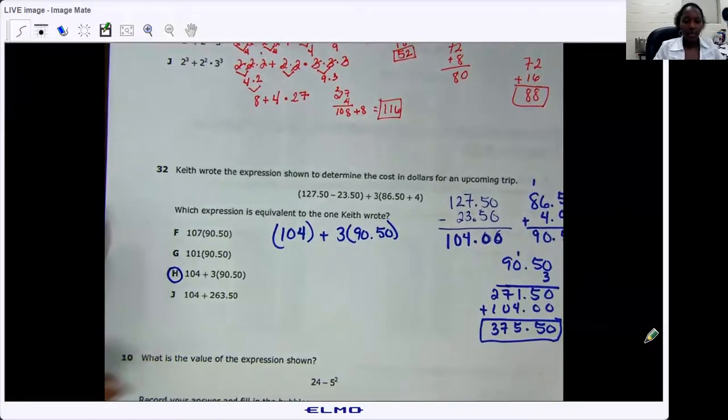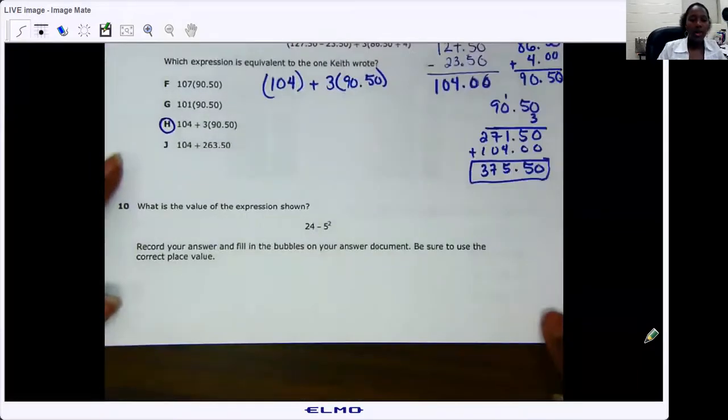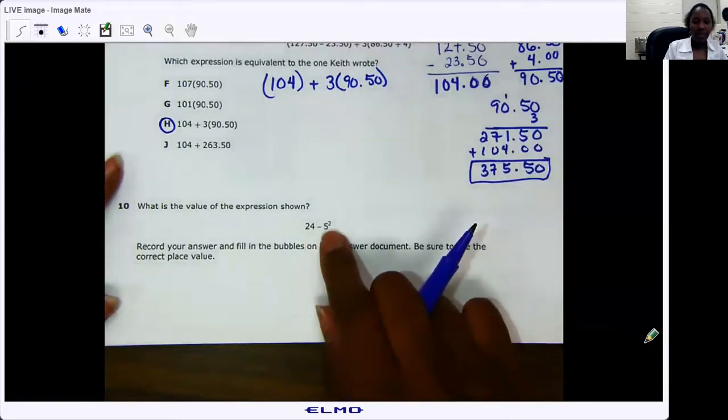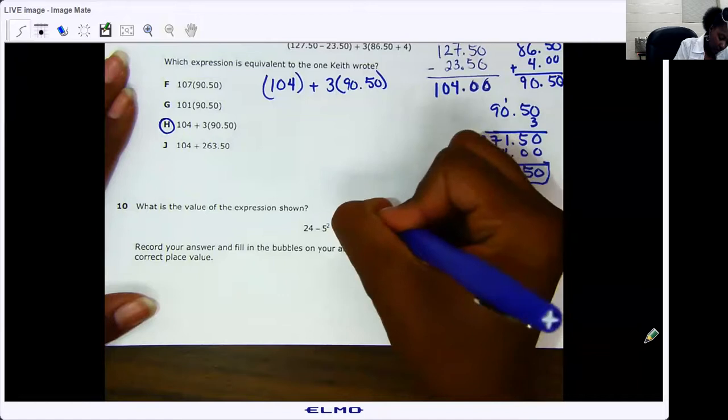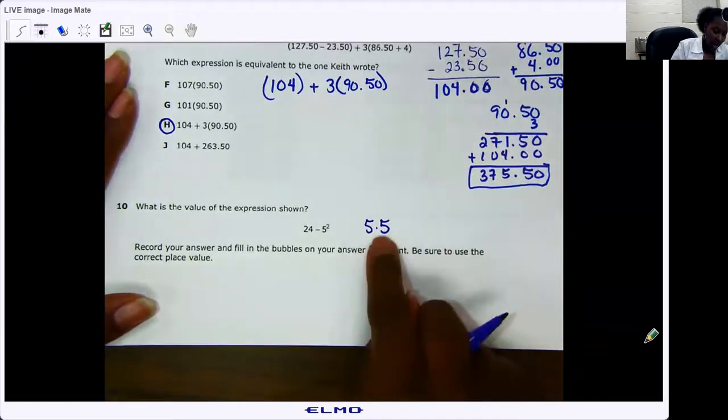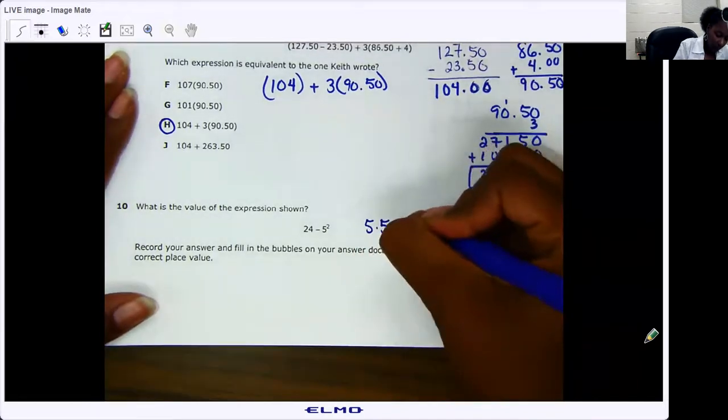Okay. All right. What is the value of the expression shown? Record your answer in the bubble answer document. All right. We need to solve it first. We have 5 to the power of 2. Order of operations tells me I need to take care of that exponent first. 5 to the power of 2 means I'm going to do 5 times 5. 5 times 5 is 25.